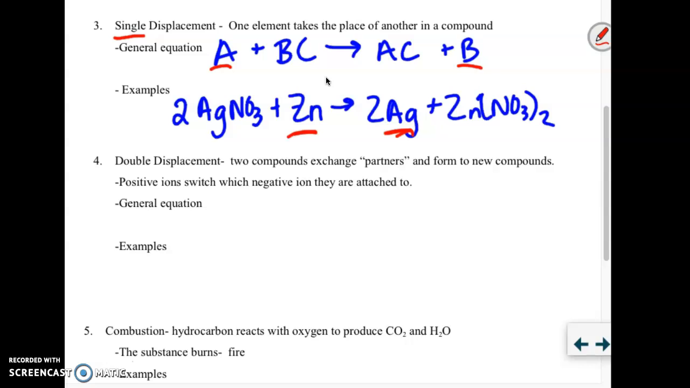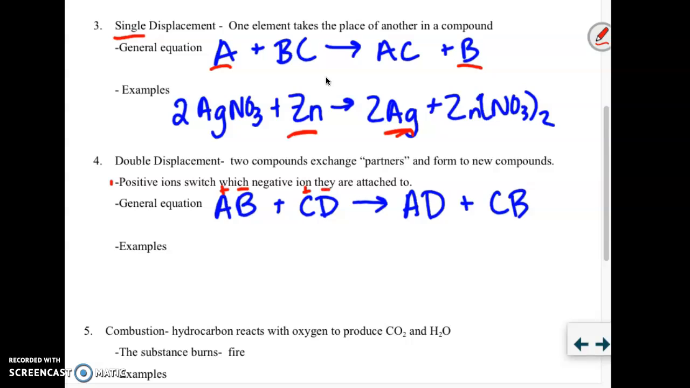Then a double displacement is exactly like how it sounds. The 2 compounds exchange partners, okay? So we have AB, then we have compound CD. Everybody flip-flops partners. A is with D, and C is going to be with B. And there's a reason why I wrote CB and not BC, and it's because if you look here, positive ions switch which negative ion they are attached to. So if you remember from formula writing, positive ions go first. So positive, negative, positive, negative. The A would have to go with the D because it cannot bind with the C. And the C only can bind with the B, but you have to write the positive one first. So that is why those combine in that way.